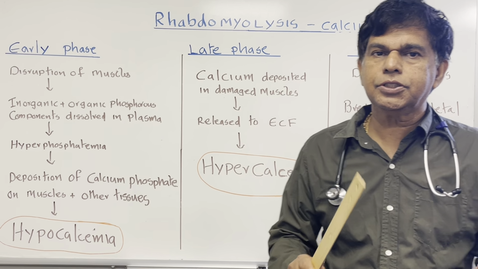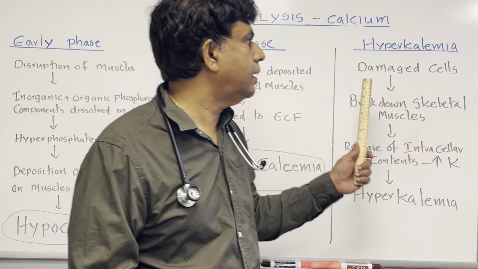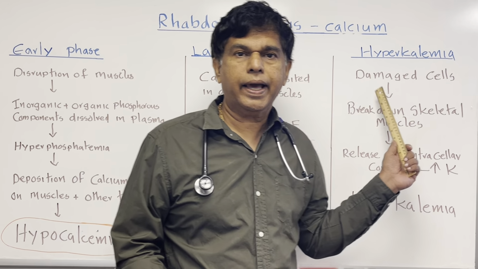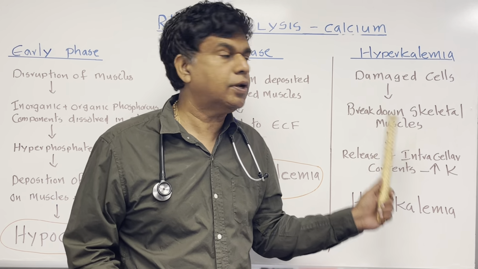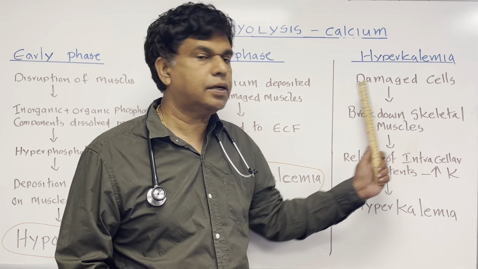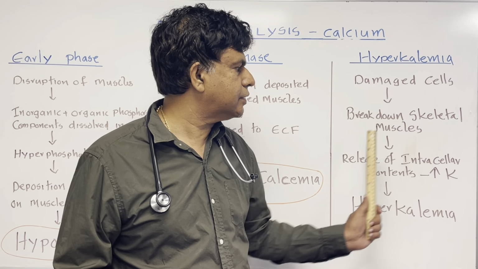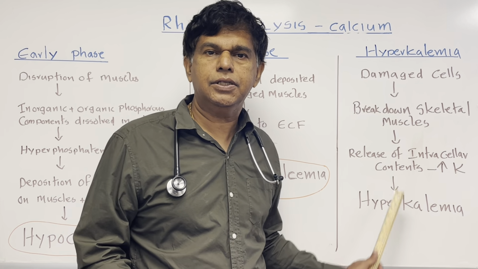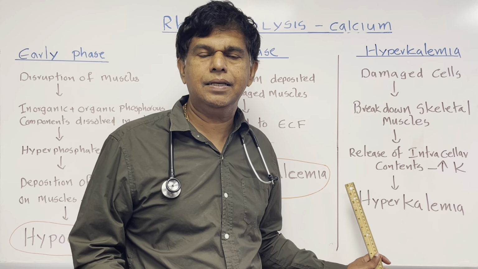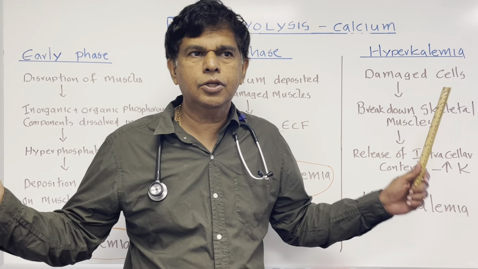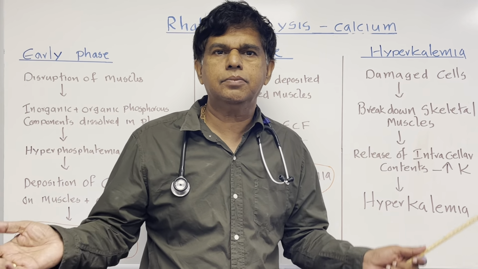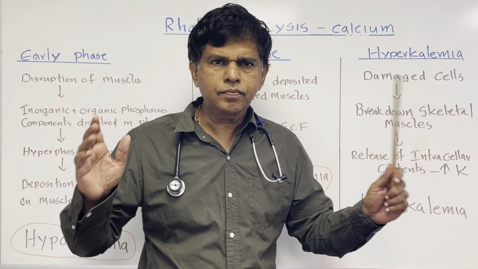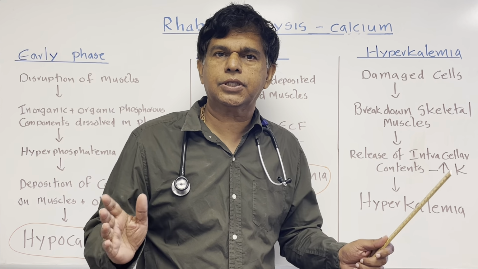We also want to tell you about another situation, hyperkalemia. What happens in rhabdomyolysis? Damaged cells, breakdown of skeletal muscles. You get release of intracellular contents. And what happens? Increased potassium release into the ECF, and you can have hyperkalemia. So you look at the lab and you see the potassium is like 6.2. You get an EKG and it shows tall T waves.